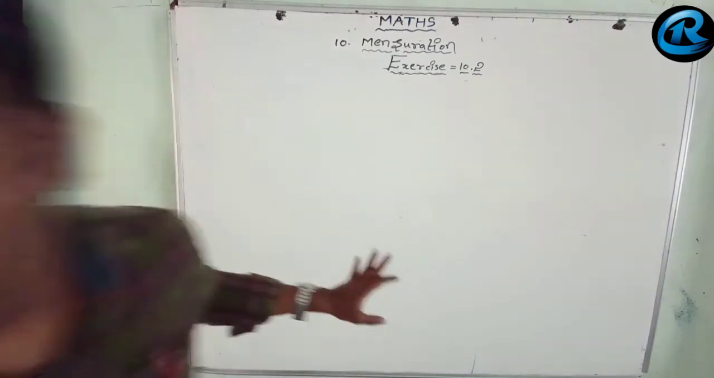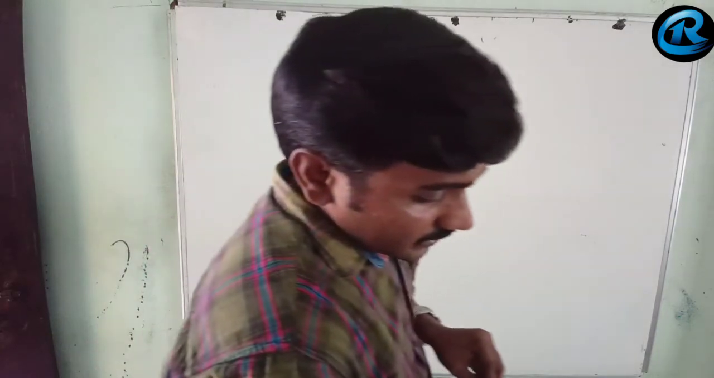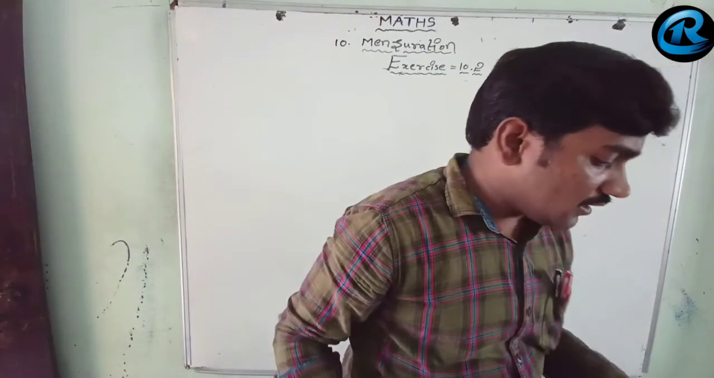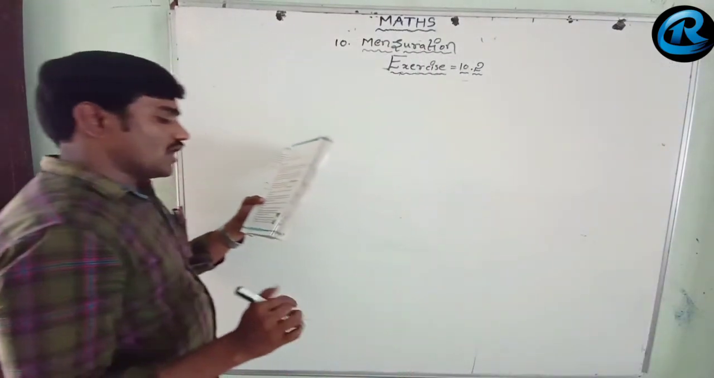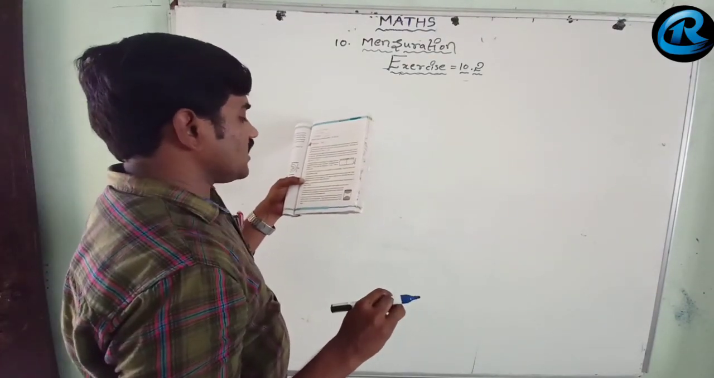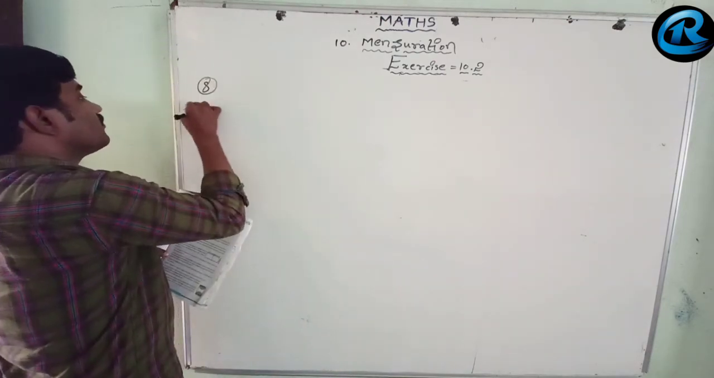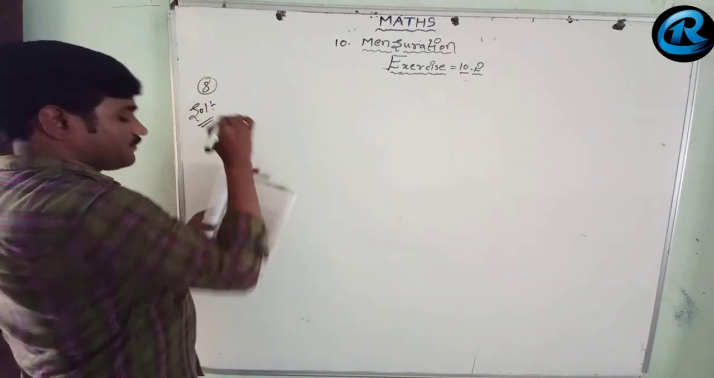Now we go for the last question of this exercise. The last question of this exercise, we'll solve it now. That is, a wooden article was made by scooping out a hemisphere from each end of a solid cylinder. Okay, a figure is also given in the textbook.